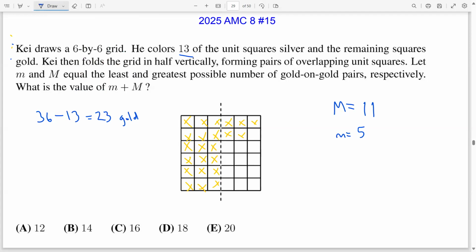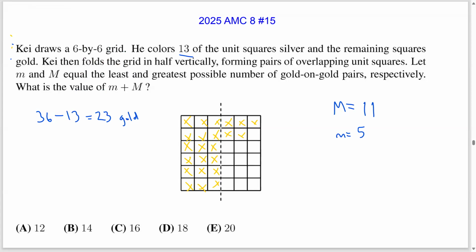Now, this is not a completely rigorous solution because this only shows that 5 pairs is possible, but it's not too hard to show that if we only have 4 pairs of gold on gold, then we cannot possibly color 23 squares gold in this way. So given this, we conclude that the desired value is going to be 5 plus 11, which is 16, or choice C.